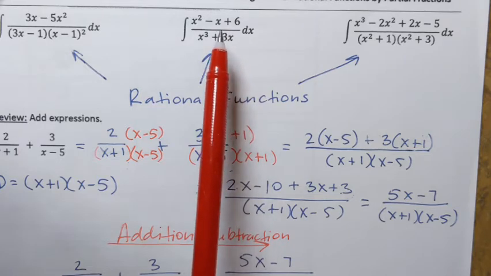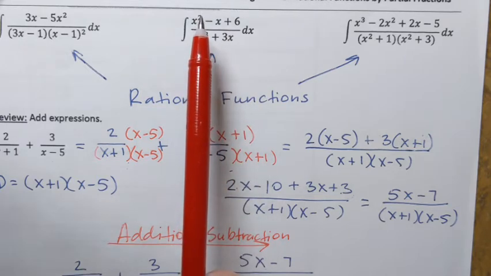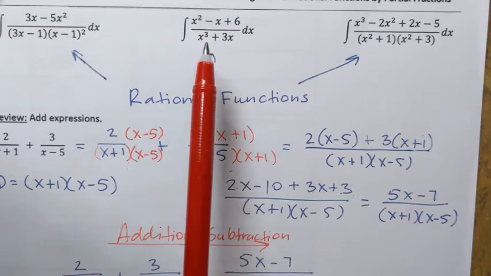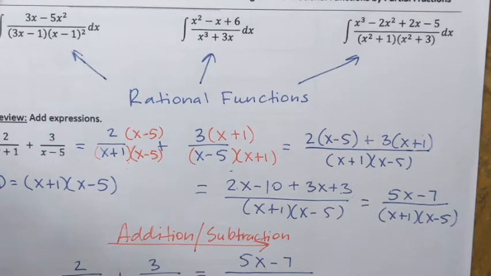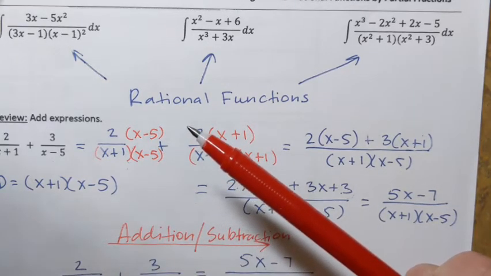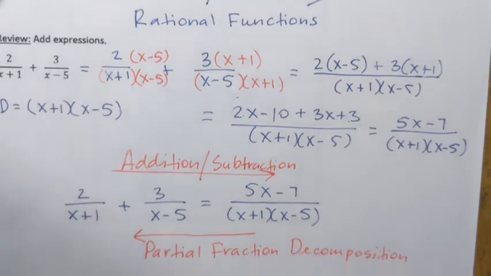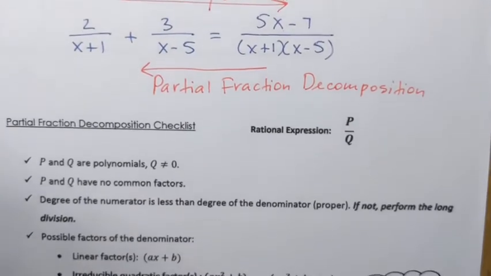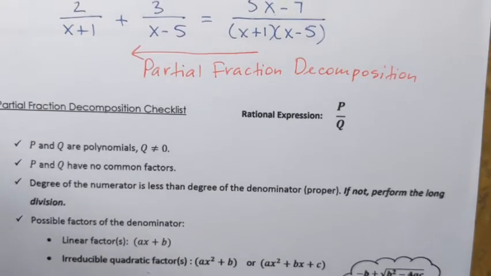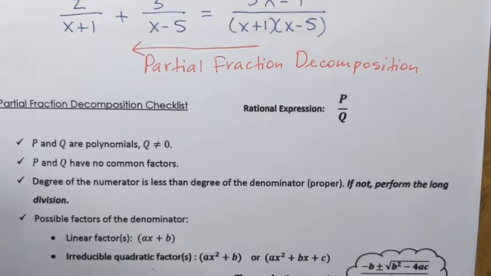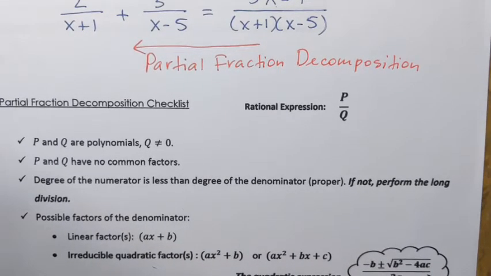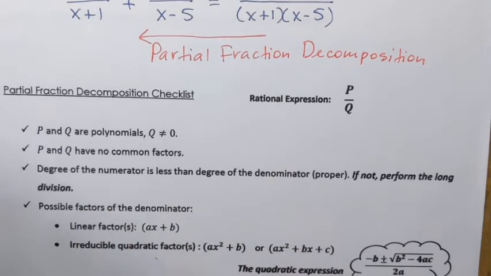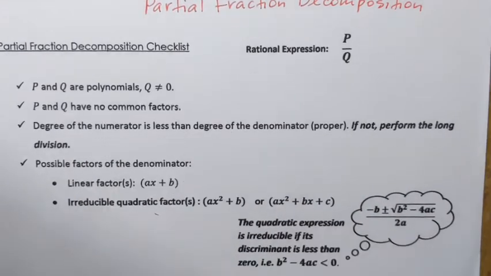What if it's not? What if the numerator has degree 4 and the denominator has degree 3? Well, then we have to perform long division. So we have to simplify our rational expression. You can refresh long division of polynomials in any algebra or college algebra textbook. So that's another thing to check before you start.